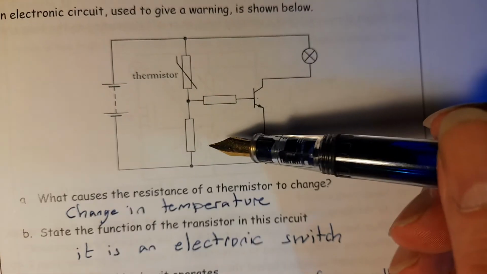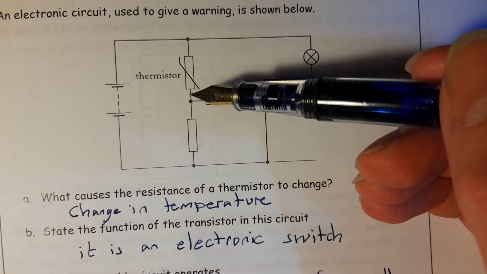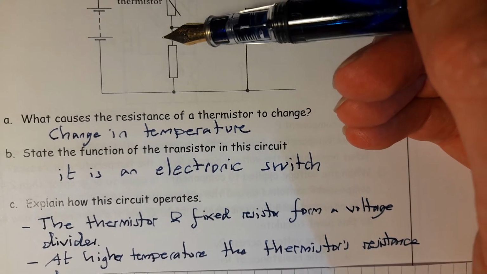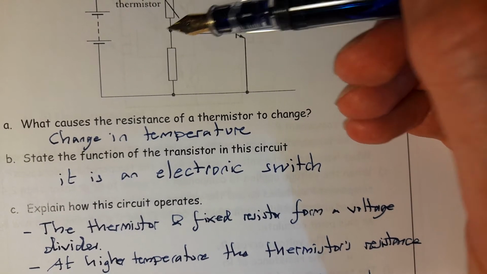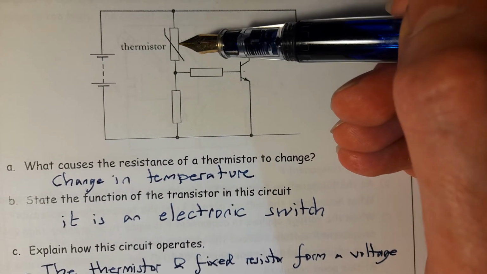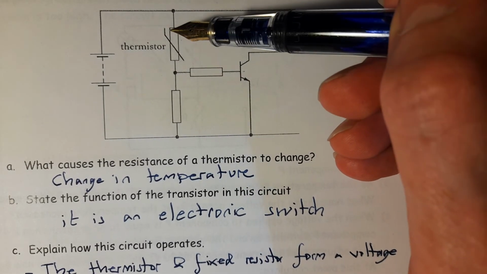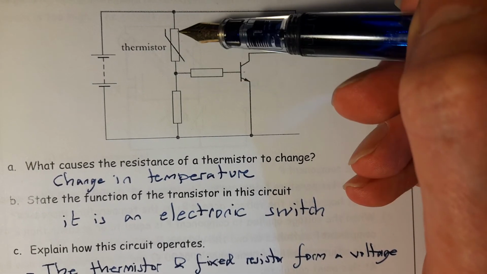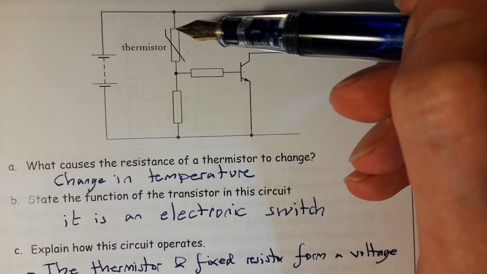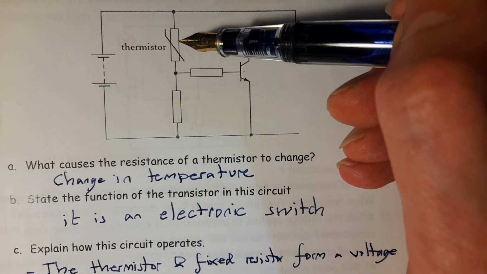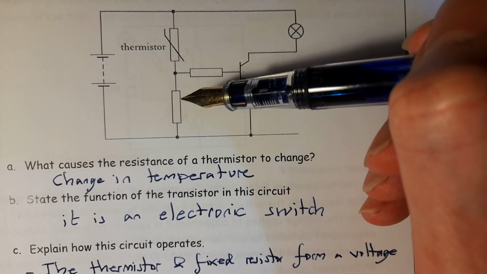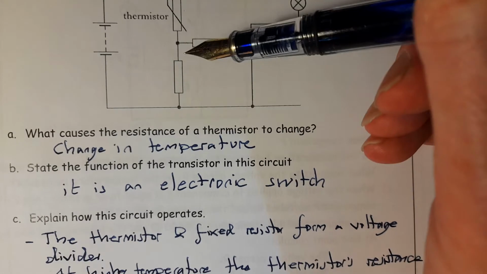It doesn't form a part of the logic of what's going on in the circuit. So the thermistor and the fixed resistor form a voltage divider. As the temperature increases, then the thermistor will have less resistance. Now that means that its voltage will reduce in the voltage divider. The fixed resistor resistance will stay the same, but this resistance will drop at high temperature. So this voltage on the thermistor will drop, which means that this voltage on the fixed resistor must increase.